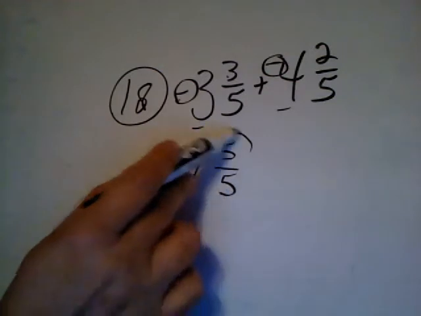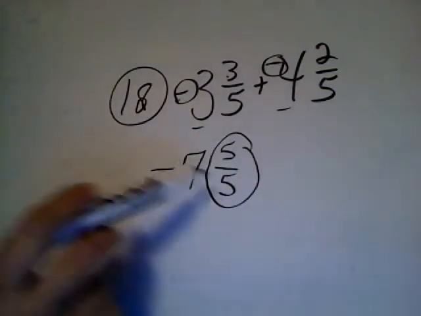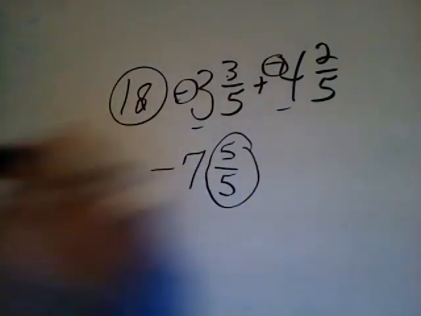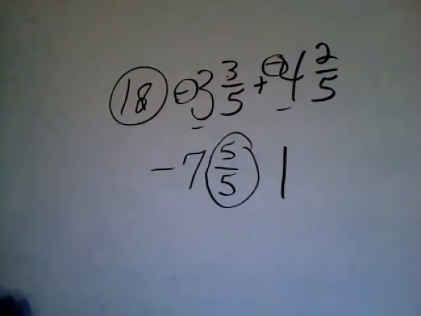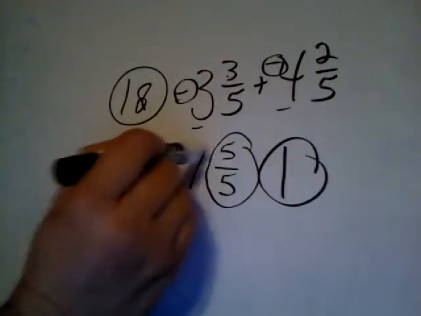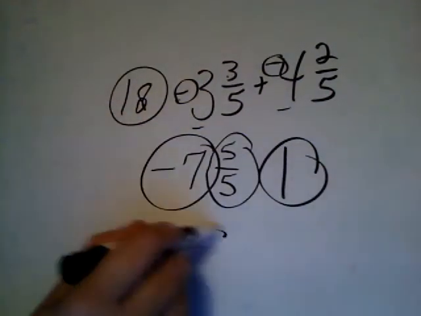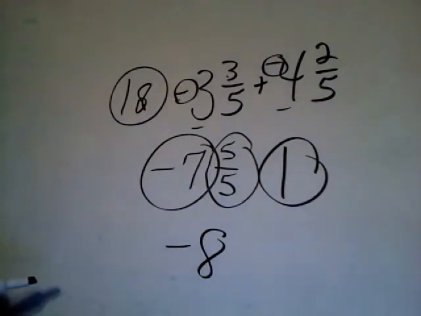I cannot leave this like this. How many 5s can I get out of 5? 1. So if I have a 1 here and a 7 here, that's going to give me a negative 8. Okay, let's go down and let's look at number 24.